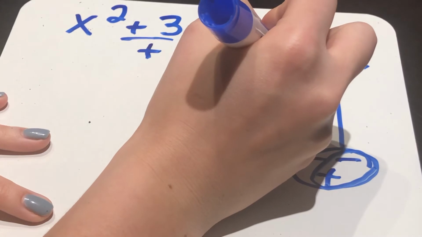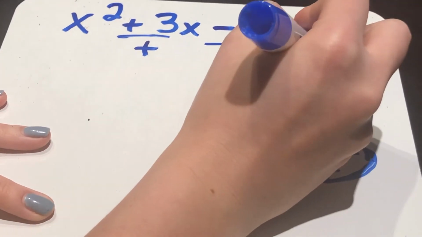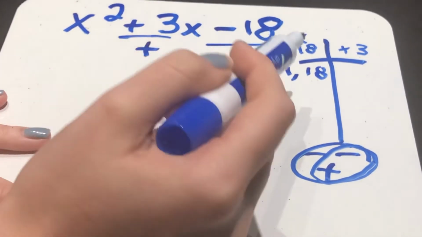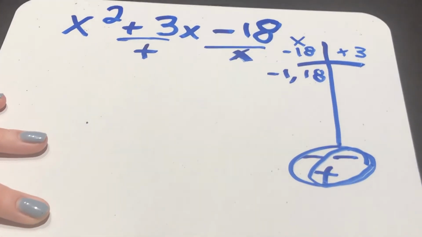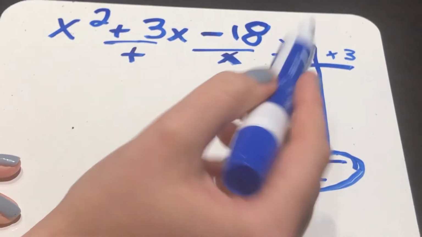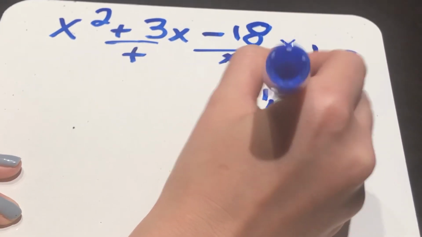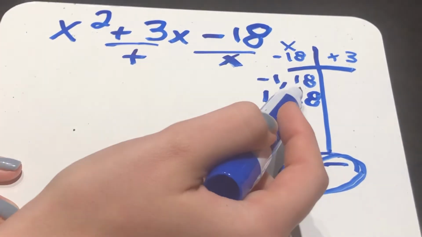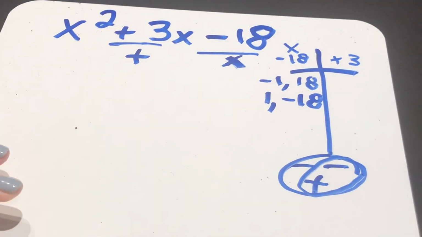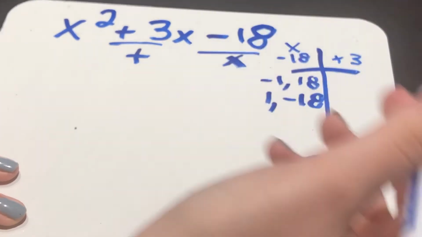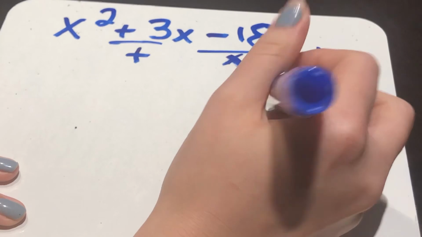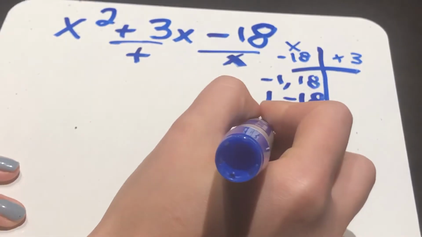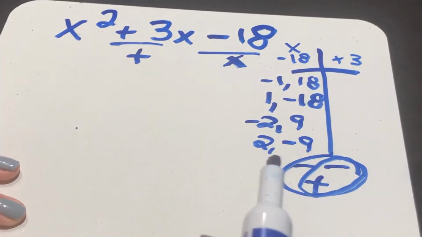Negative 1 times 18 will give me negative 18, right? But here's where you got to be careful. It could also be reversed, because you could have negative 1 times 18, but wouldn't 1 times negative 18 also give you negative 18? Yes, because just one of them has to be negative. And then you got to think of other things that give you negative 18. So how about negative 2 times 9? That will give you negative 18. And also 2 times negative 9 will give you that.